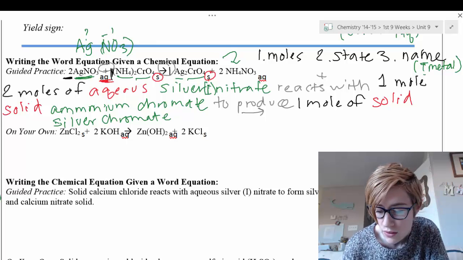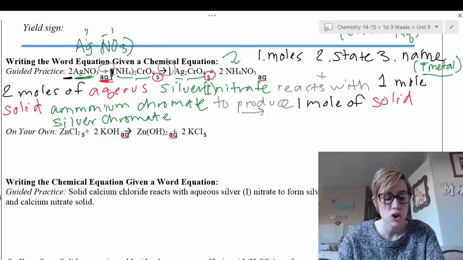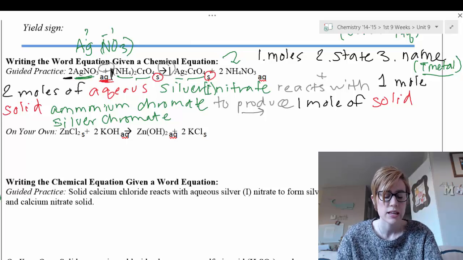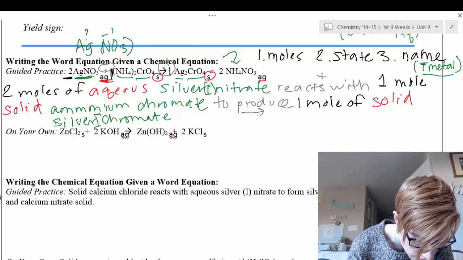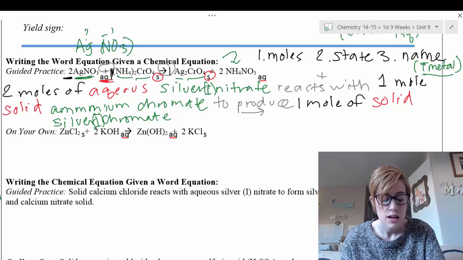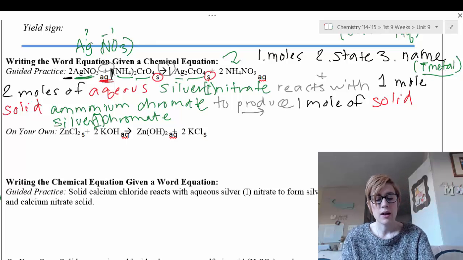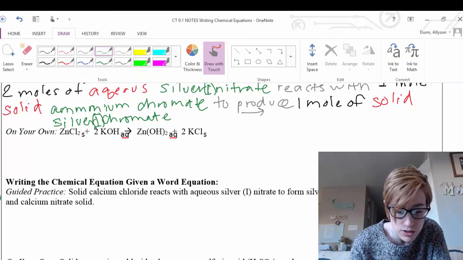Now, I have to watch out. This is a transition metal, so I have to write the charge of silver. Well, I already know the charge of silver from before, okay? And so that silver is going to have the same charge, and that's silver 1 in parentheses. Sorry, that's messy. Silver 1 chromate. And then we run into another symbol.